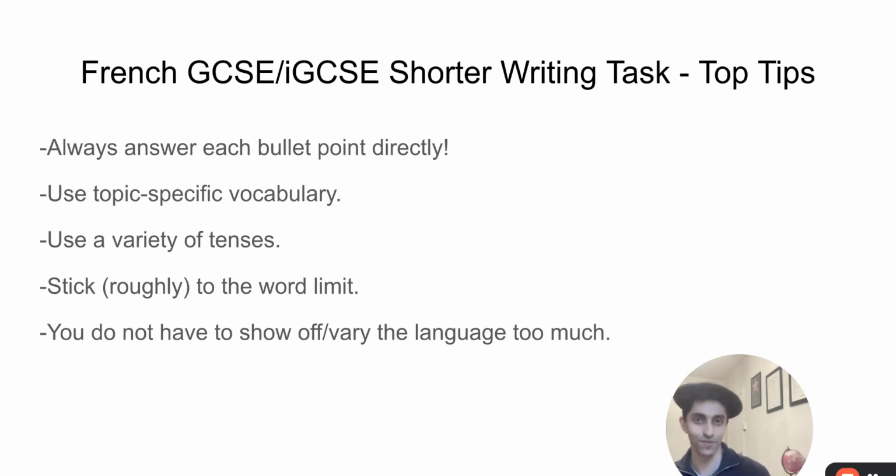That's obviously important for the longer writing task as well. But for the shorter writing task, you can get towards the top bracket of marks without actually varying your language massively. So use some variety of tenses, of course, some variety in your language, perhaps even topic-specific vocabulary if you can. But I would prioritize accuracy and answering every bullet point for your shorter writing task.